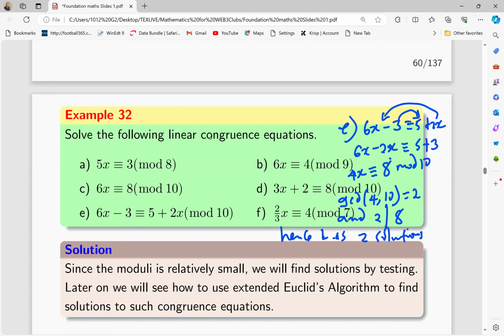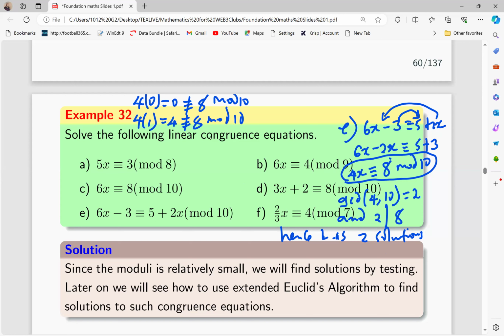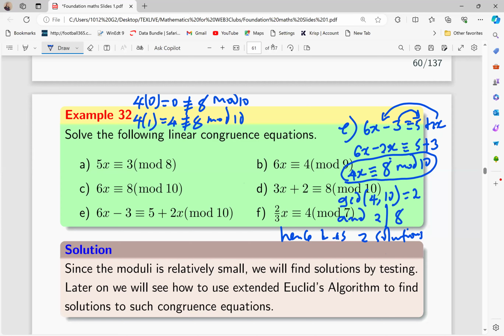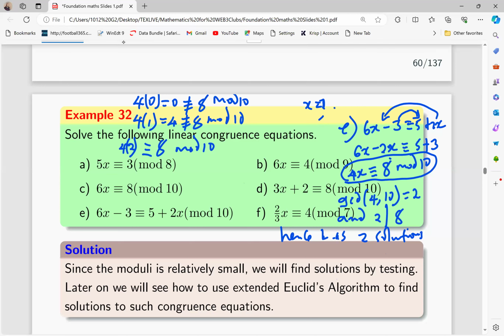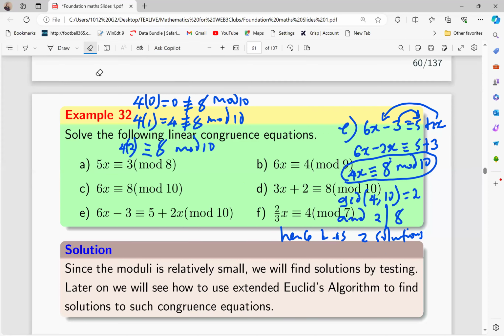So you can now test, because you're doing mod 10, you can test integers from 0 to 9, and we're using this equation now. Let's test 0. This gives us 0, which is not congruent to 8. Let's test 1. This gives us 4, which is not congruent to 8. Let's test 2. When you test 2, what you get is 8. But of course, this is what we wanted, mod 10. So the first solution, therefore, is that our x is 2. I want to look for the other remaining solution, because from the start, we saw that it will have 2 solutions. So the first solution we found is 2.